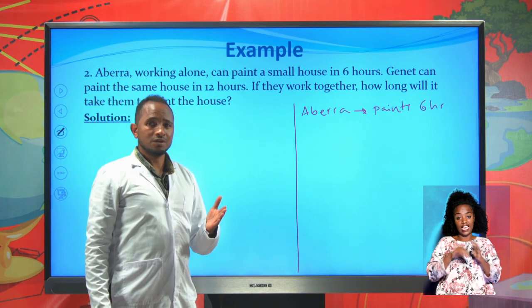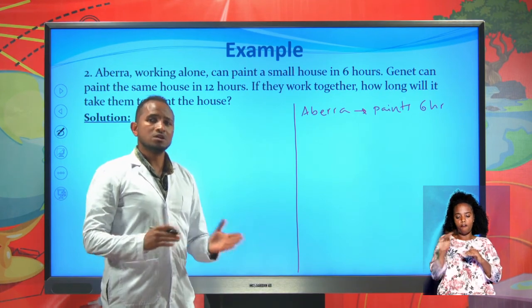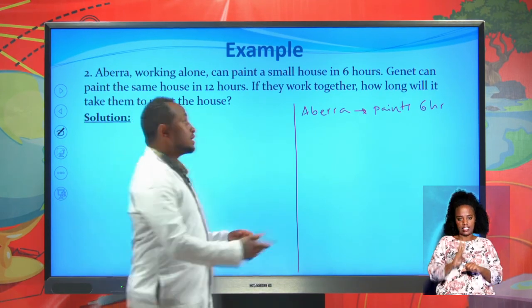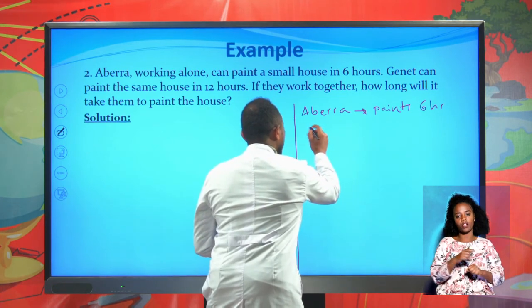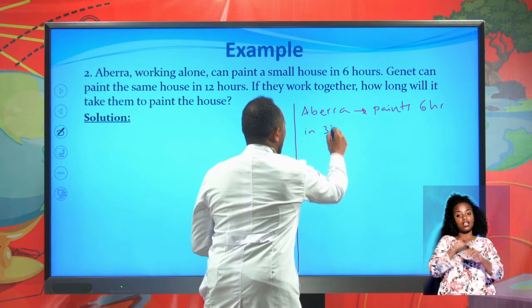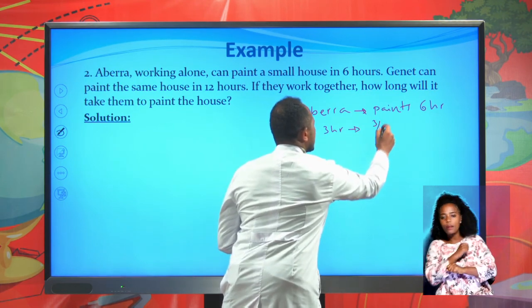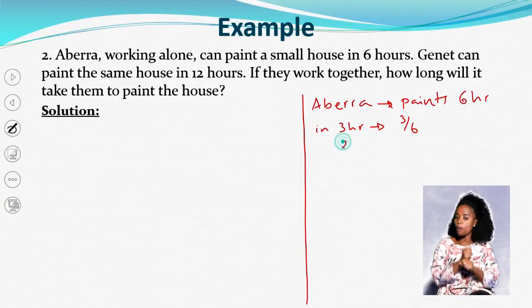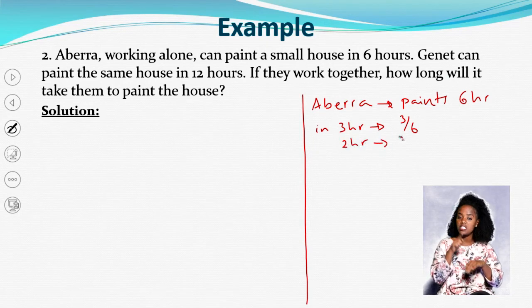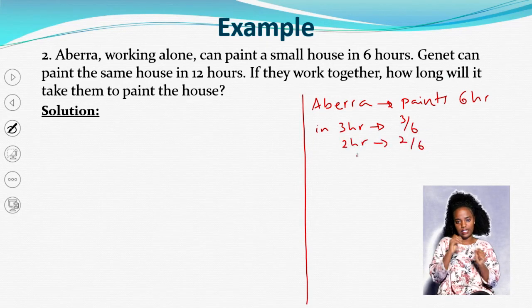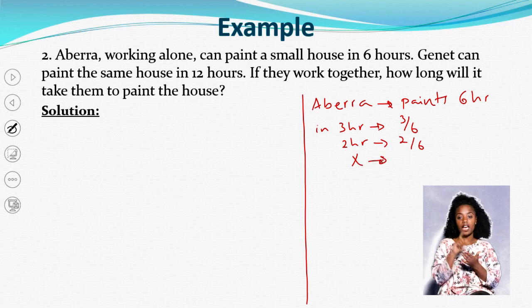In 3 hours, he completes half of the job, 3/6 of the job. In 2 hours, he can complete 2/6 of the job. If we take a variable x, in x hours, where x is less than 6, he completes x over 6 of the job.